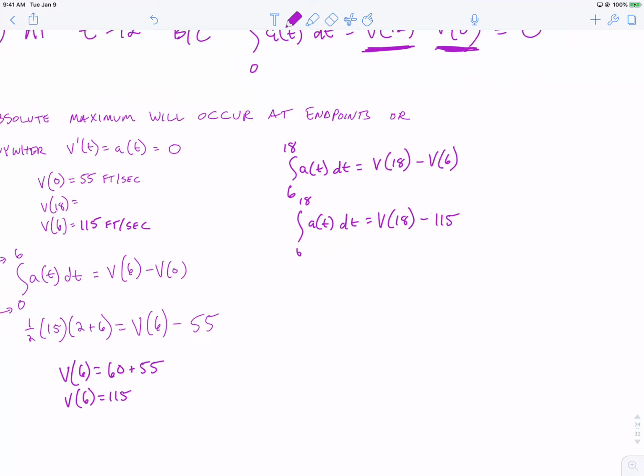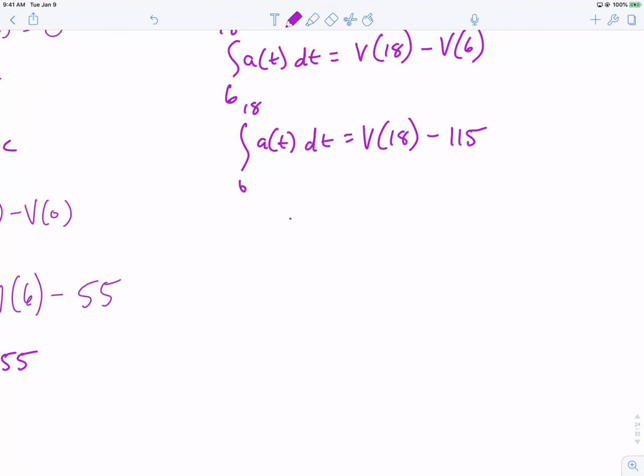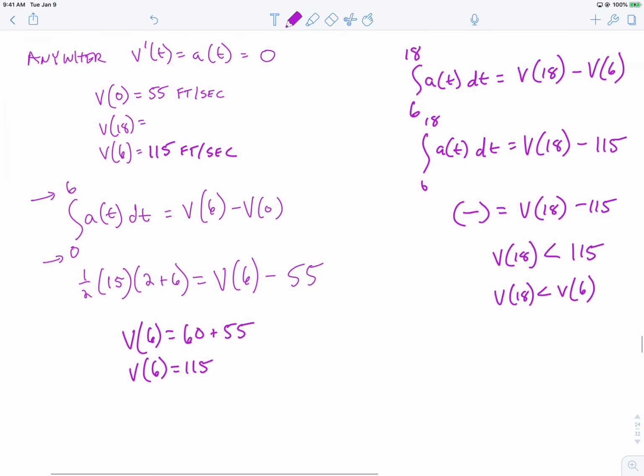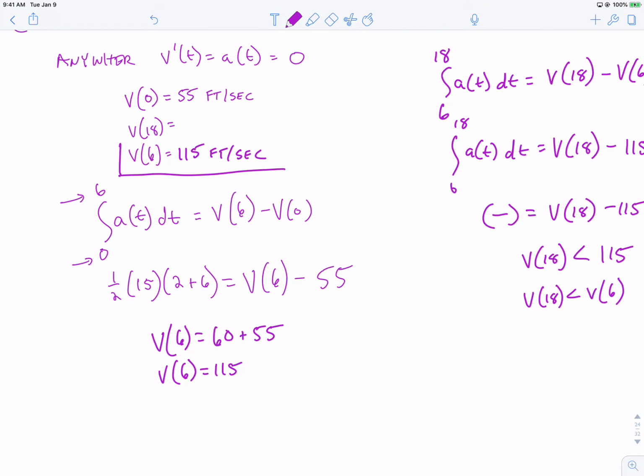We didn't calculate. You could calculate the area. We didn't. It's enough to know that that area is negative. So what does that mean about V of 18? V of 18 must be smaller than 115. V of 18 is smaller than 115. Or we could say V of 18 is less than V of 6. So that means that V of 6 must be the maximum, and so the absolute maximum velocity.